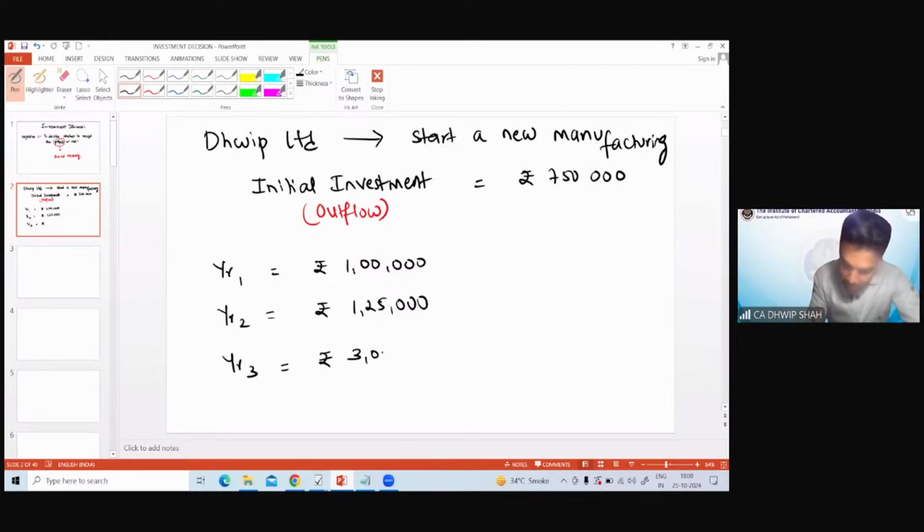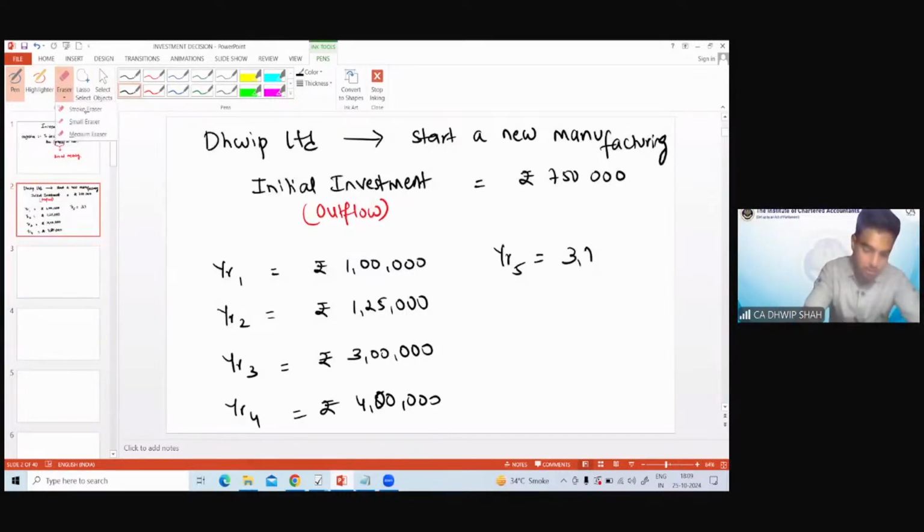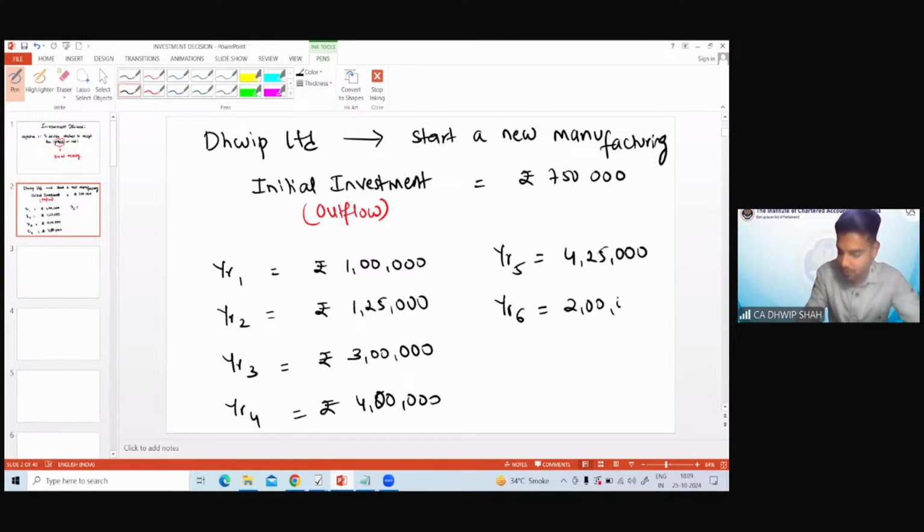I've earned 3 lakh in year three. In year four, it is 4 lakh. Let's take 4 lakh in year five as well. Now it is in the maturity stage, so it would not be growing at a higher rate, but it would grow at a very slow rate, because now it is in the maturity stage of its life cycle. Year six, now on the declining stage. And year seven is my closure of this project.